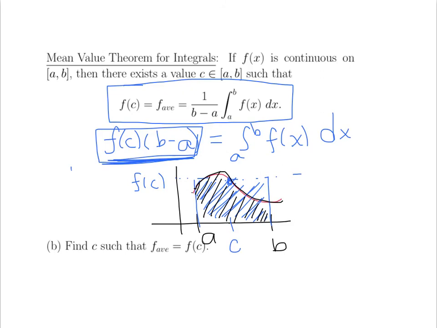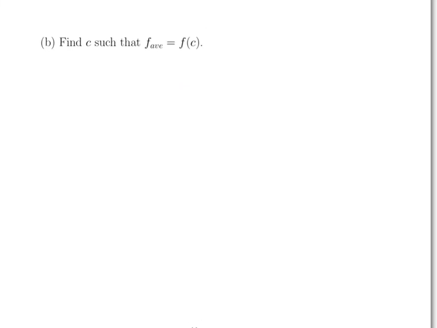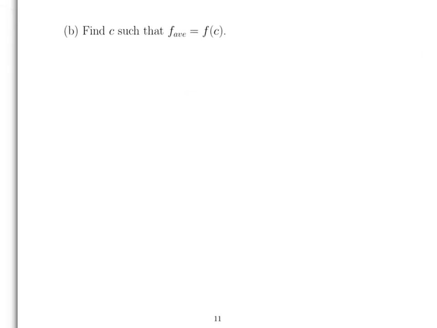We'll work one example, and then we should be good with the mean value theorem for integrals. So here's our one example. We want to find a c such that the average value of our function that we did in part b is equal to f of c. So if you remember, f of x was cosine of x, and we got that the average value for that one was 2 over pi.